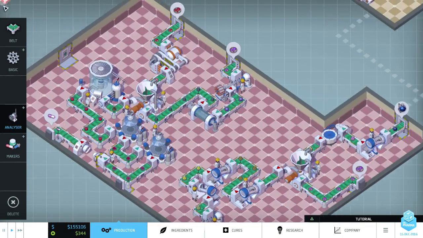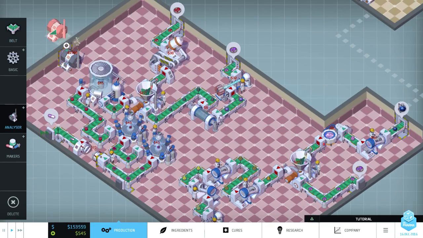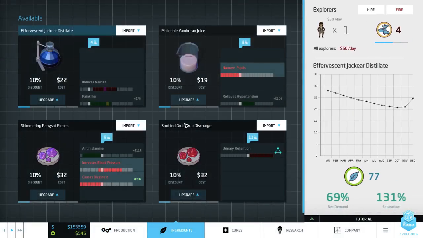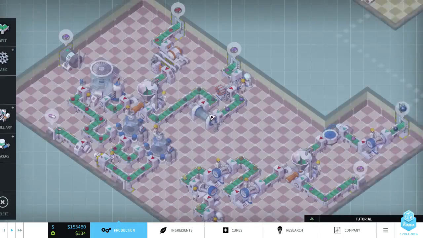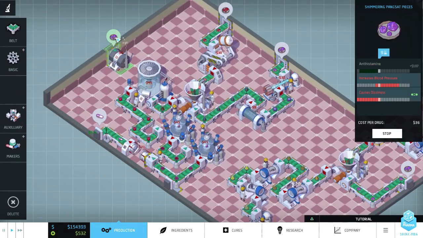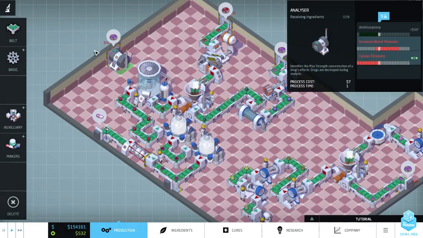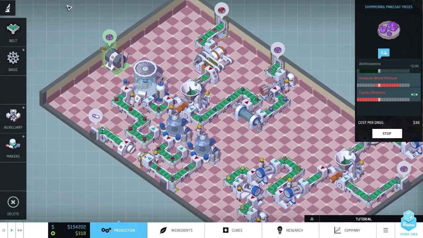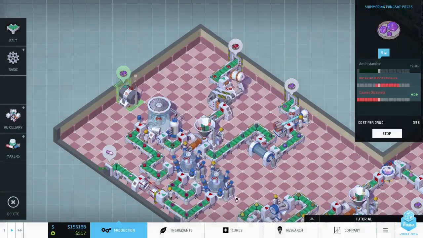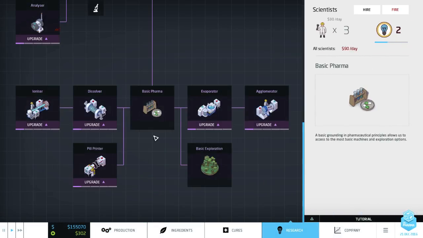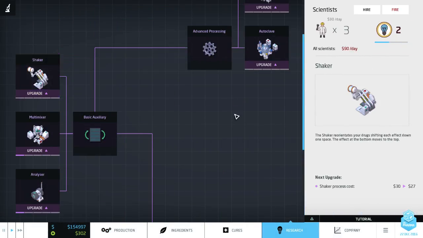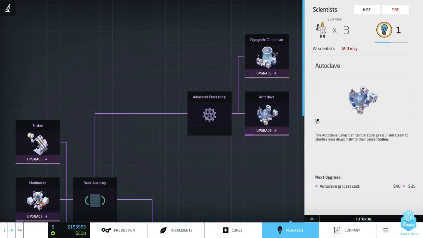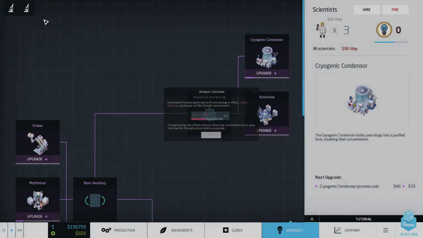No free ports there. We'll add that here. Now, it takes a little bit of cost to do this, because obviously you're doing the process time, plus what it costs you to research the drug. Moving quickly, we've got 2 research points. We'll grab the autoclave, that's very important, and also the cryogenic condenser. The more expensive the machine, the greater the discount.